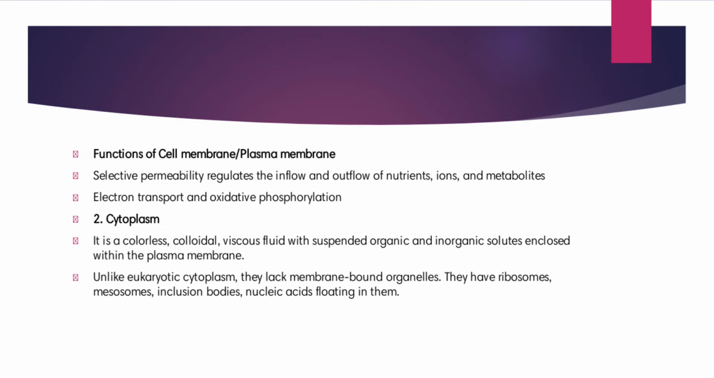Functions of the cell membrane or the plasma membrane. They are selectively permeable, which regulates the inflow and the outflow of nutrients, ions, and metabolites. Electron transport and oxidative phosphorylation can be done because of the plasma membrane particles.